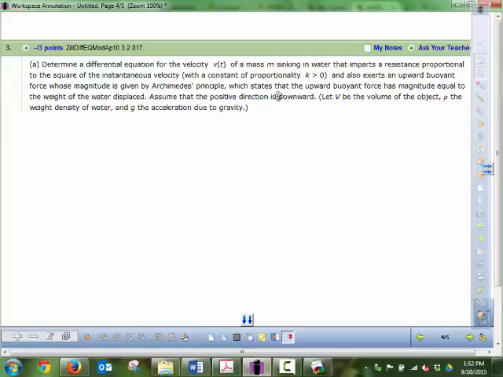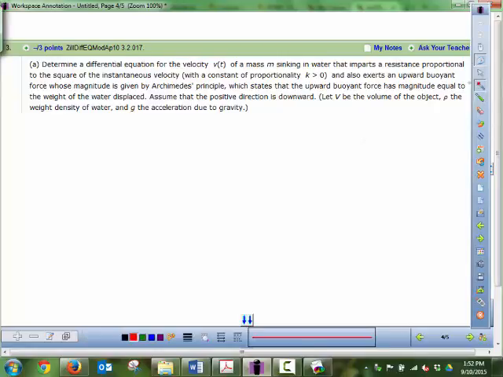Assume that the positive direction is downward, and V is the volume of the object, and P is the weight density of the water due to gravity. All right, so this probably has something to do with mass times acceleration, Newton's second law. Let's start off with that.